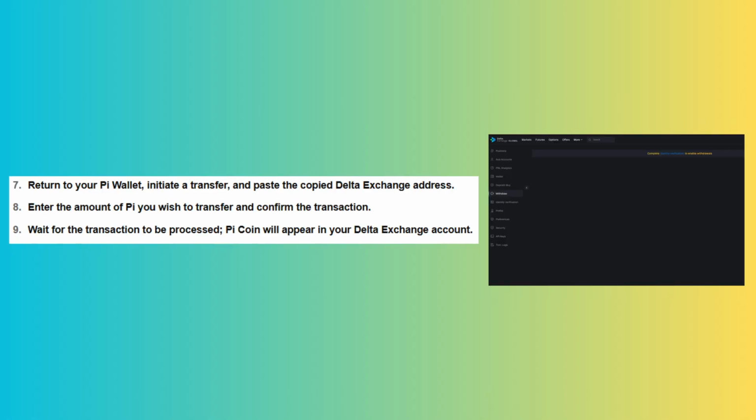Next, return to your PI wallet, initiate a transfer and paste the copied Delta Exchange address. Now, enter the amount of PI you wish to transfer and confirm the transaction. Then, wait for the transaction to be processed. PI Coin will appear in your Delta Exchange account.